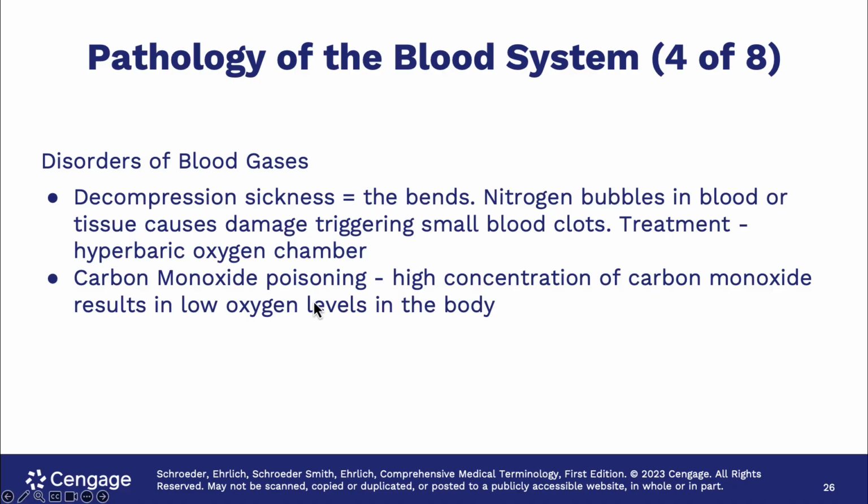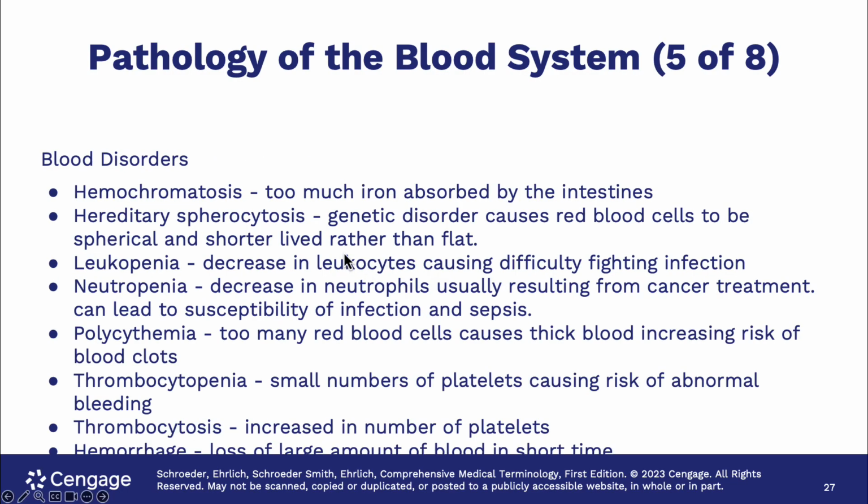And then carbon monoxide poisoning. Carbon monoxide is a byproduct of burning and combustion, and it affects the ability of oxygen to bind in the electron transport chain, and causes serious problems, including death. A few blood disorders. I'm not going to go into these in much detail, but you should review these as you go through the chapter.